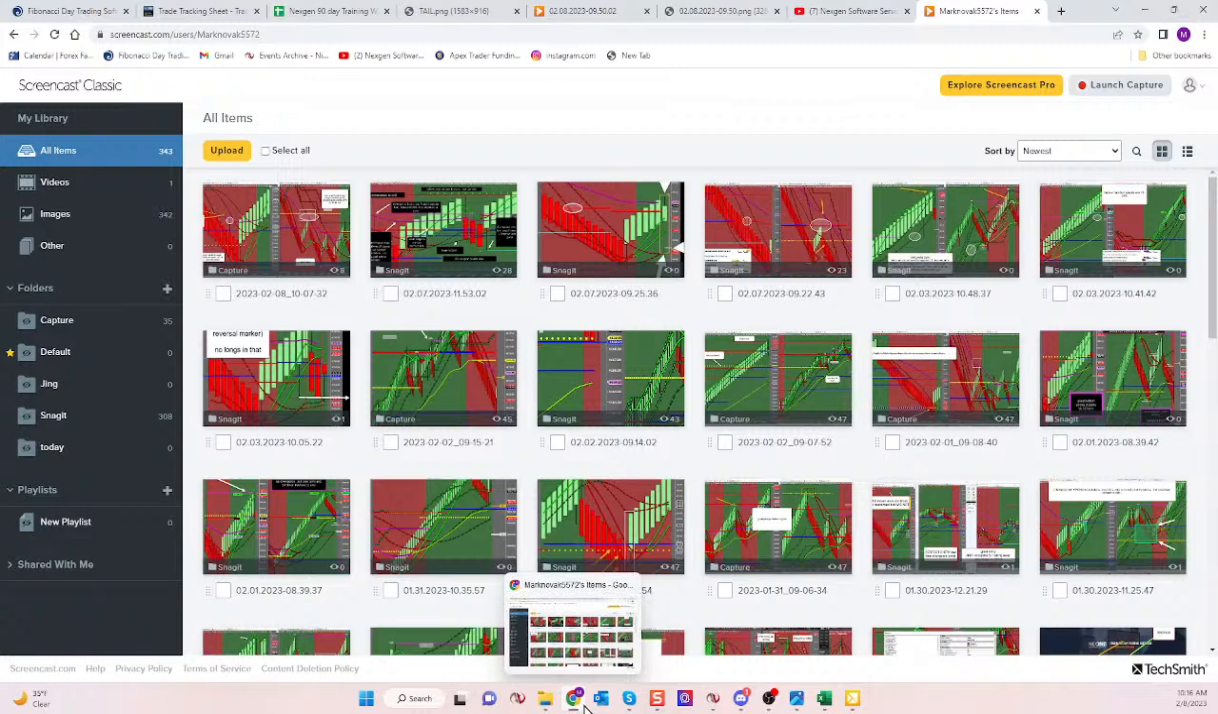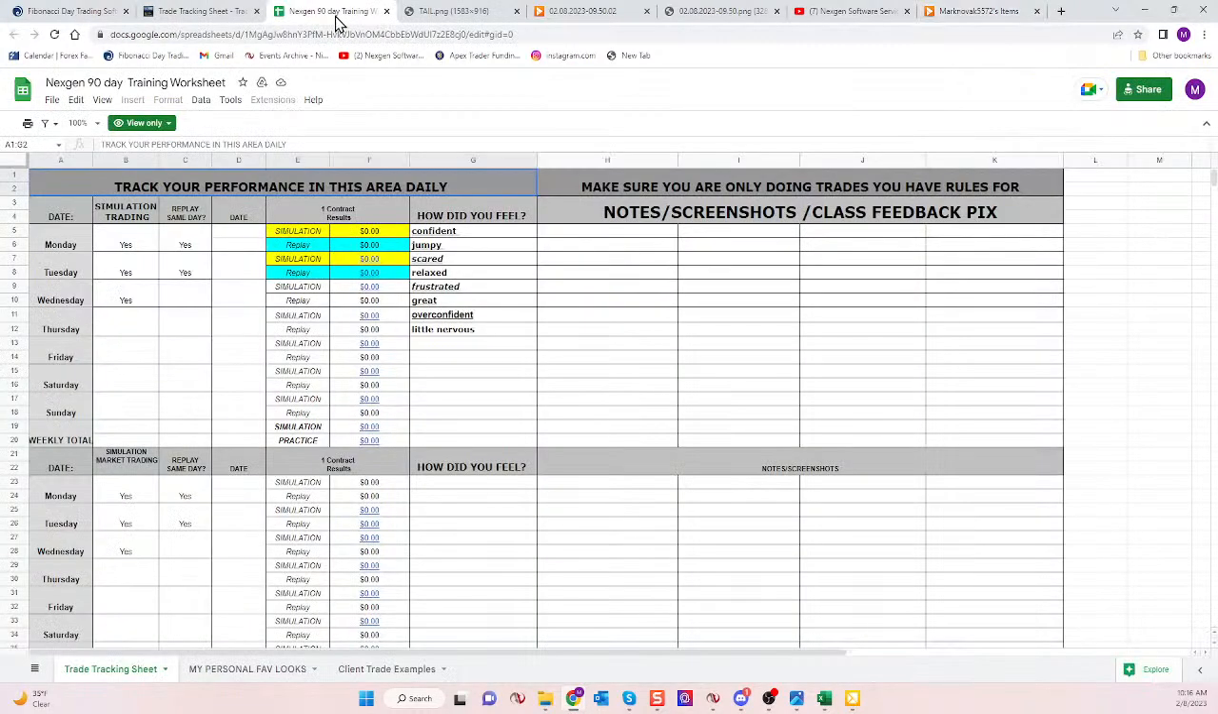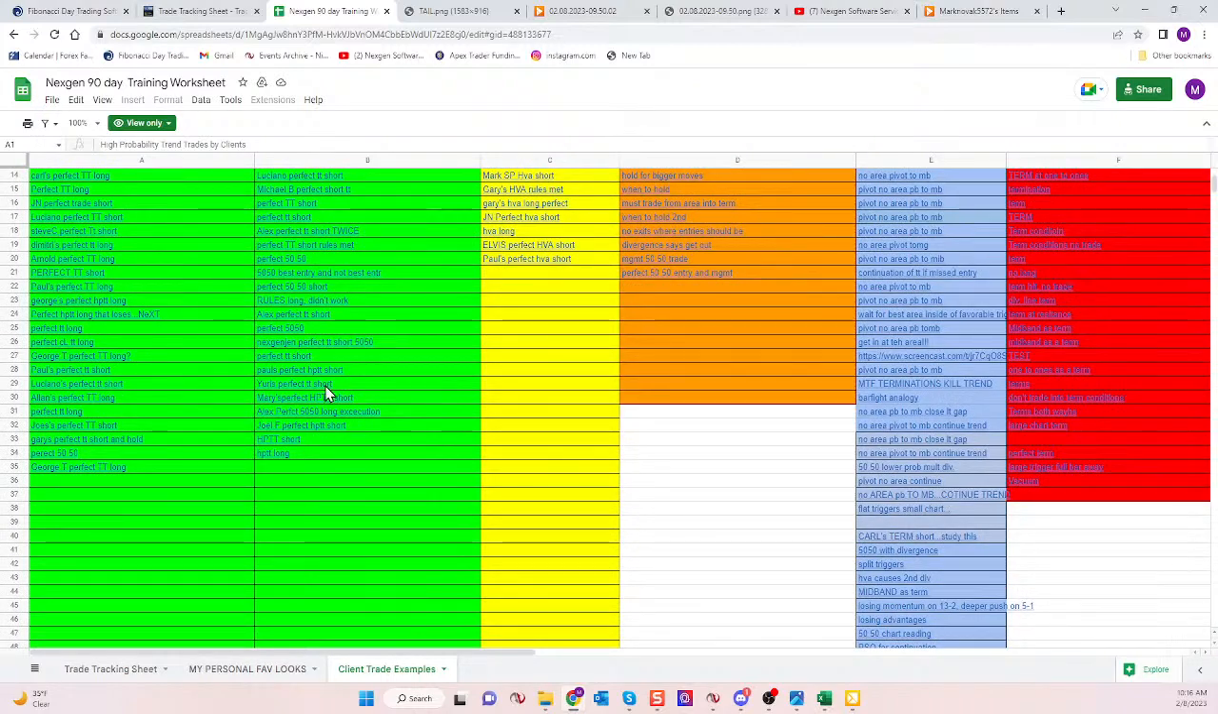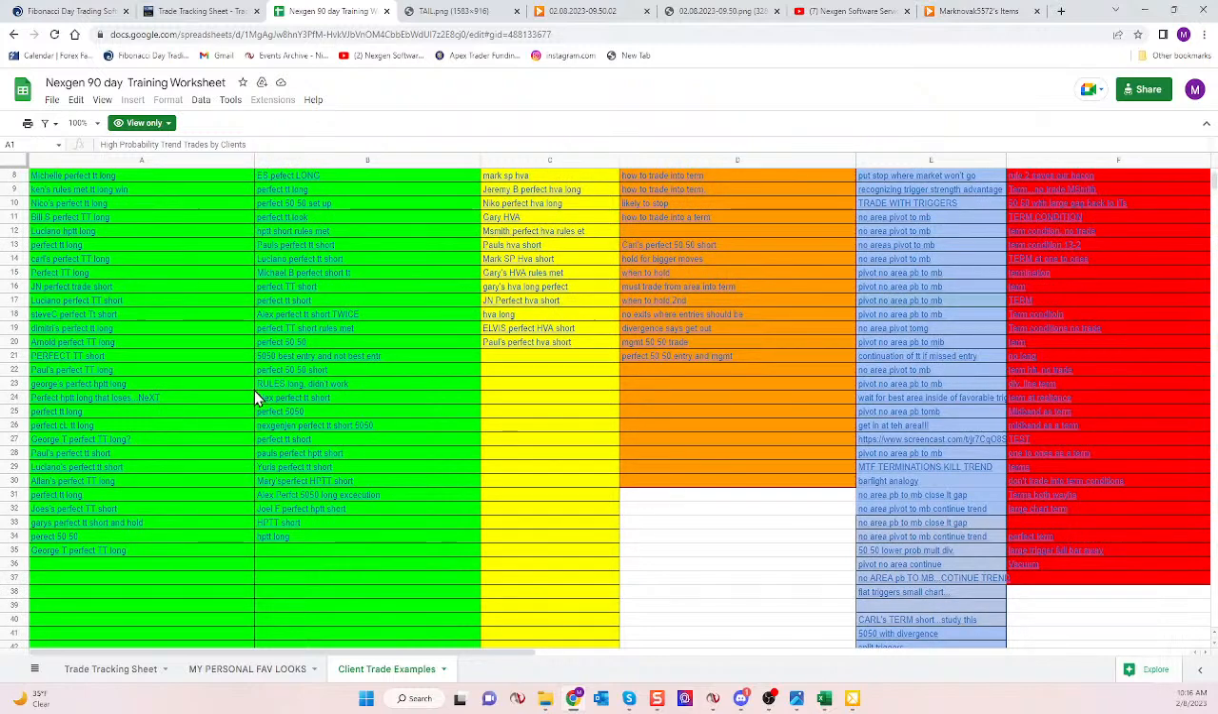And then finally, for you guys that are brand new with it, you can go to the Nexgen client trade examples. And guys, this is where my Nexgen users, my demos, my students, my old timers are posting perfect rules met trades. And you can go through and study and compare what you're doing to those as well.